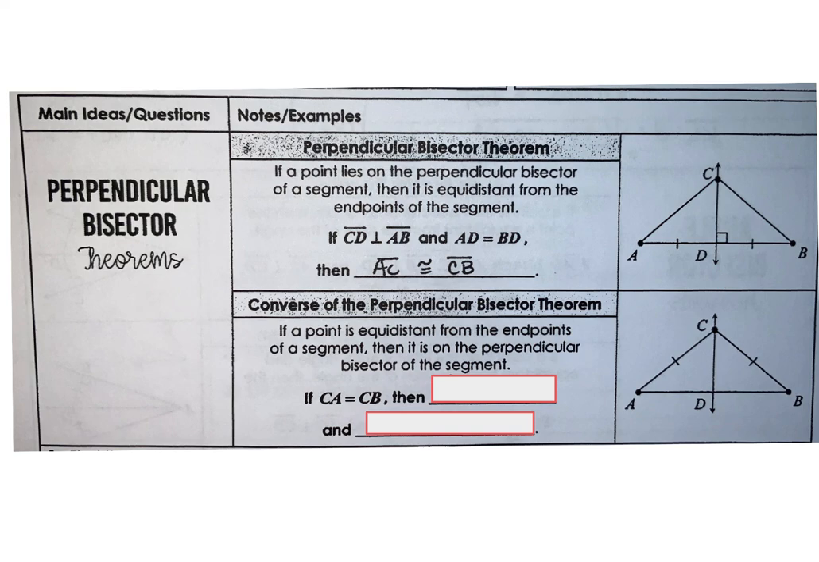The converse is also true. If CA is equal to CB, then CD must be perpendicular to AB. That has to be true. And then if that's true, then AD must be congruent to DB. And so you create this equality when you have a perpendicular bisector that runs through the vertex. It has to run through the vertex for that to be true.